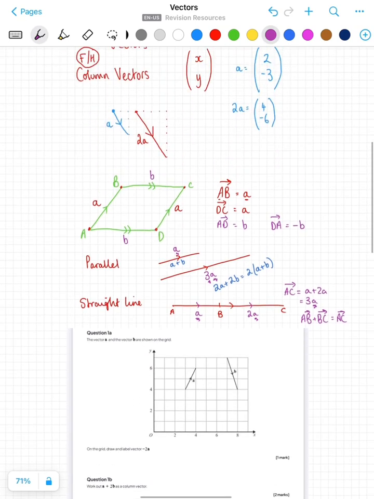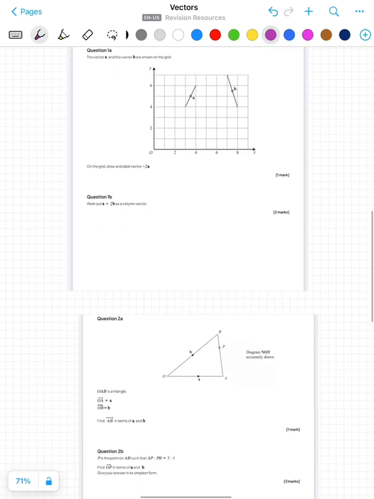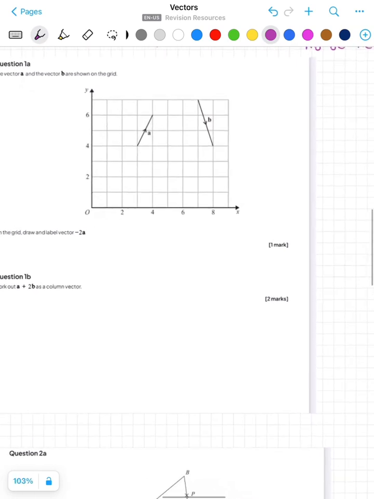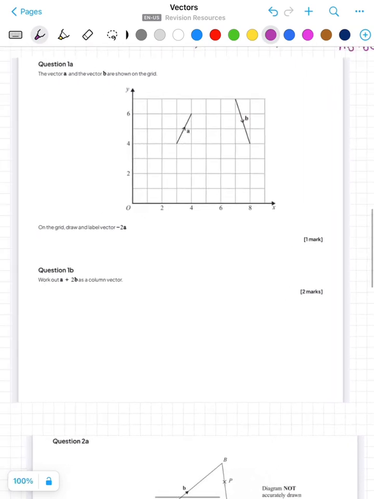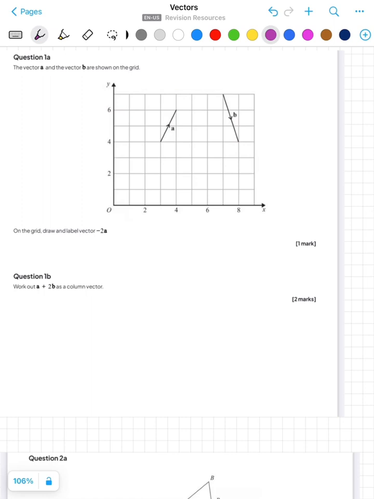So let's put these basics into practice. So we're going to start with a column vector question. So this may be on a foundation or a higher paper. Here we have vector a, and on the grid draw and label vector minus 2a. So a, we're going upwards, so we start here and we end here. We are going 1 unit to the right and we are going 2 units up. So a is 1, 2.